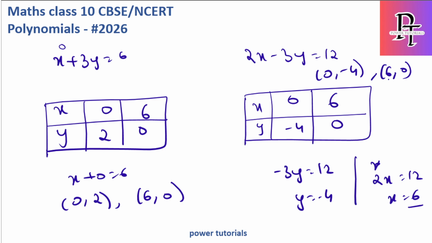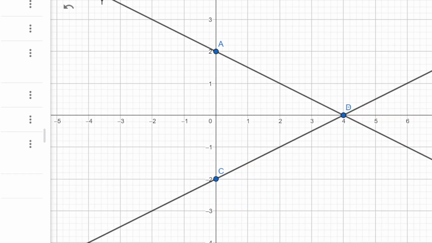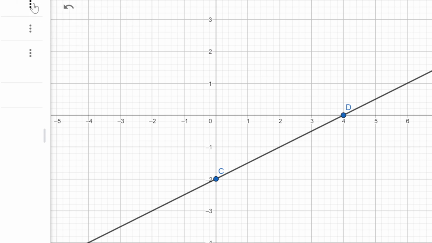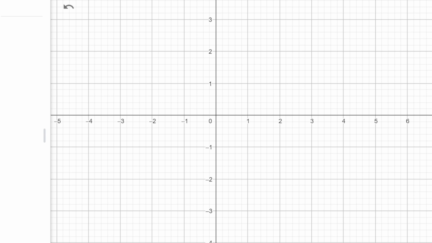Okay, so let's plot it in the graph sheet. I'm just deleting the older values. Okay, let's see the first equation points. What are the points? 0, 2 and 6, 0. I got these 2 points, 0, 2 and 6, 0. So let's use a scale and plot it.